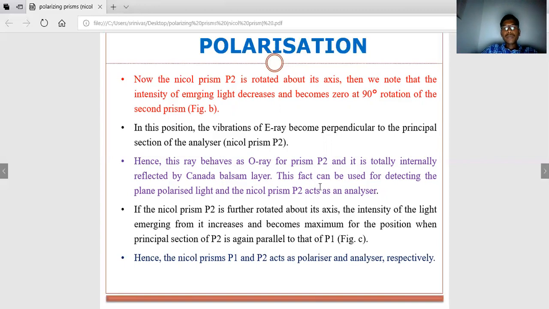If the Nicol prism P2 is further rotated about its axis, the intensity of light emerging from it increases and becomes maximum when the principal section of P2 is parallel to that of P1, that is figure C, again as we are seeing. Hence, the Nicol prisms P1 and P2 act as a polarizer and analyzer respectively.